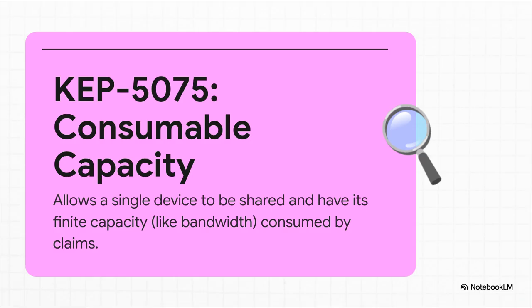This KEP introduces a brand new concept to DRA called consumable capacity. It allows a single physical device to be marked as shareable, and for its finite capacity, like that bandwidth, to be advertised to the cluster and then consumed or checked out by multiple different resource claims until it's all used up. This is the absolute key to enabling the use case of guaranteeing a specific slice of a shared resource to different pods running on the same host.